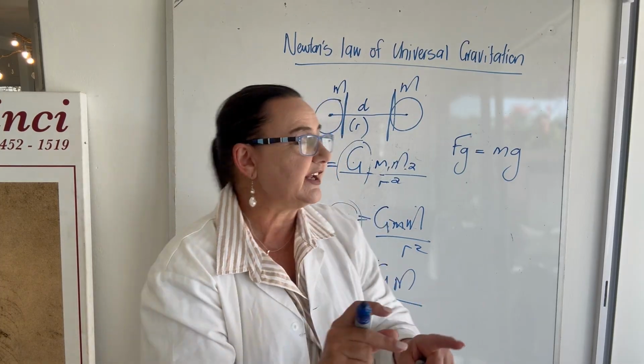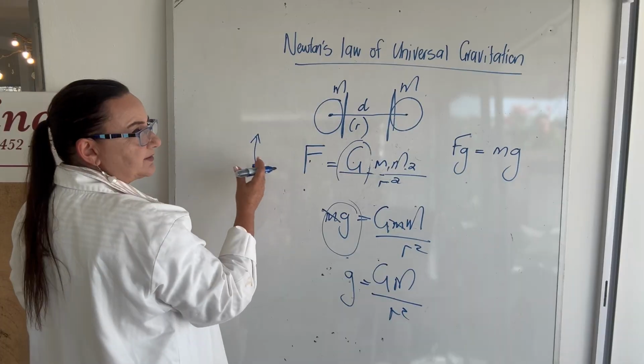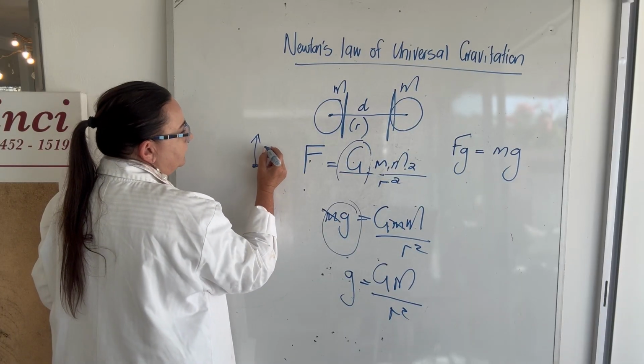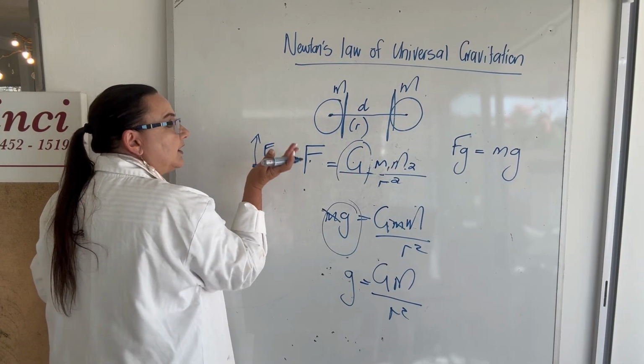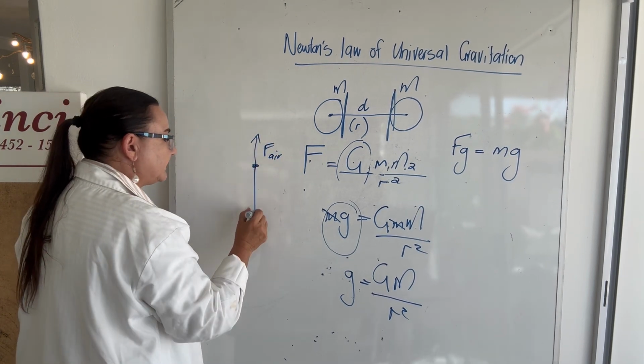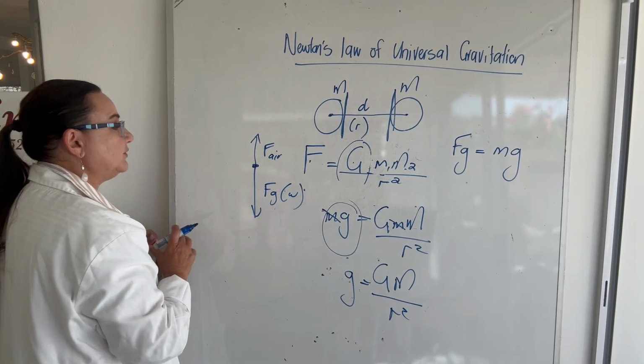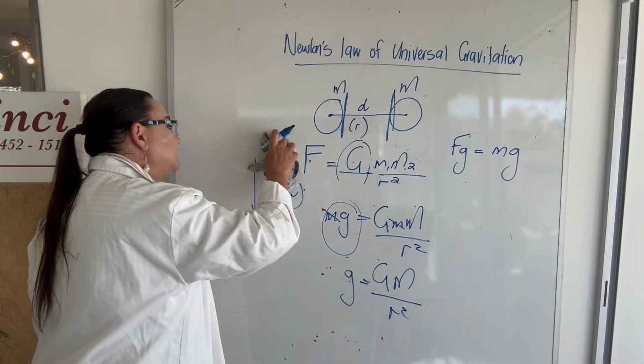So if there is no air resistance, and I would draw a little graph here, let's say it is a force diagram, a force graph. So that's my F air, which would be my air resistance, and that would be my gravitational force, Fg or W for weight, but there is nothing here.